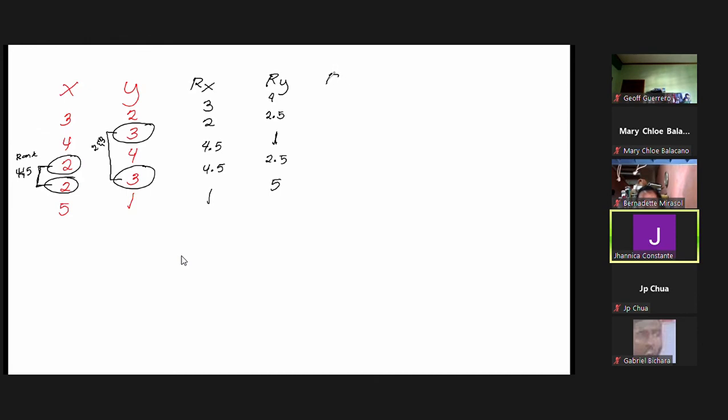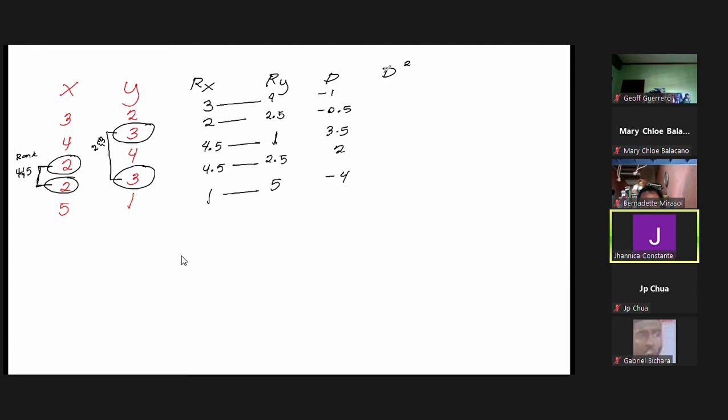Get the difference between the rank for x and y. So 3 minus 4, which is negative 1. 2 minus 2.5, which is negative 0.5. 4 minus 1, 4.5 minus 1 is equal to 3.5. 4.5 minus 2.5, which is equal to 2. And 1 minus 5, which is equal to negative 4.